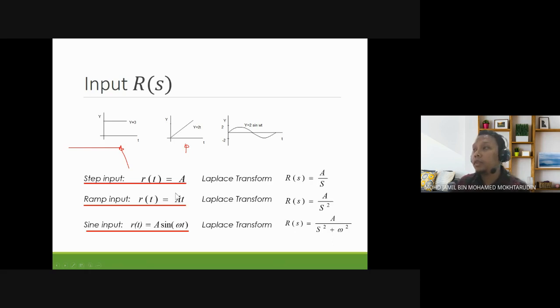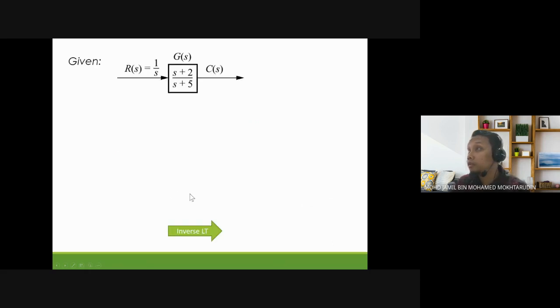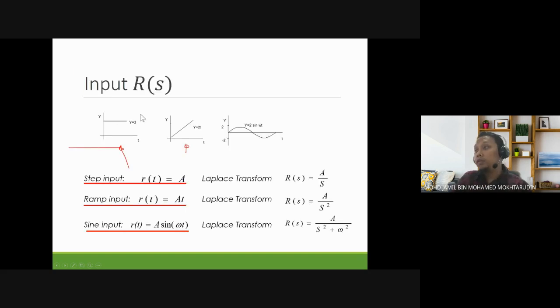In this case, R(s) is called a unit step input because the constant A equals 1. When A equals 1, we call it unit. So if we have a unit ramp input, basically r(t) just equals t, and a unit sine input equals sine omega t.